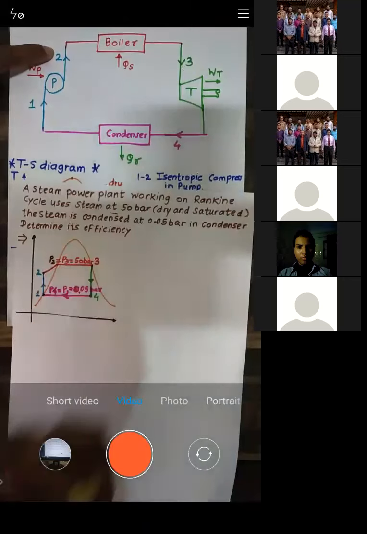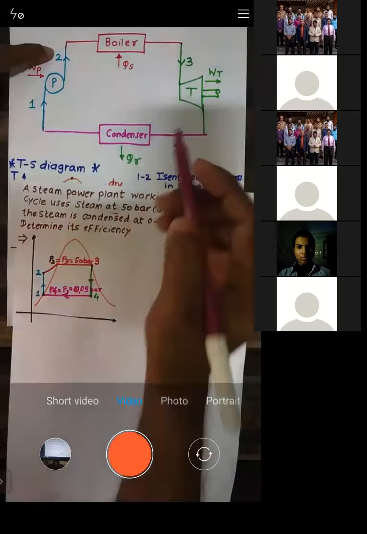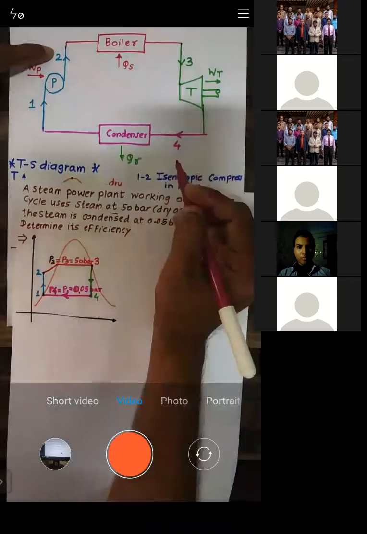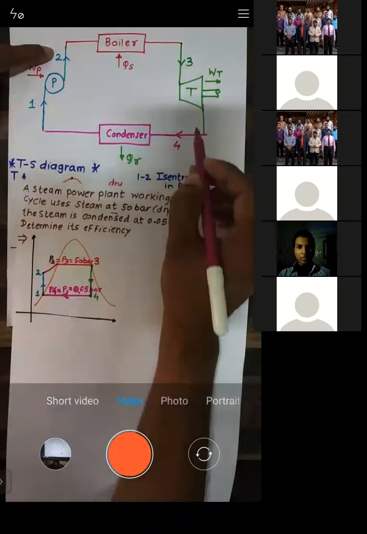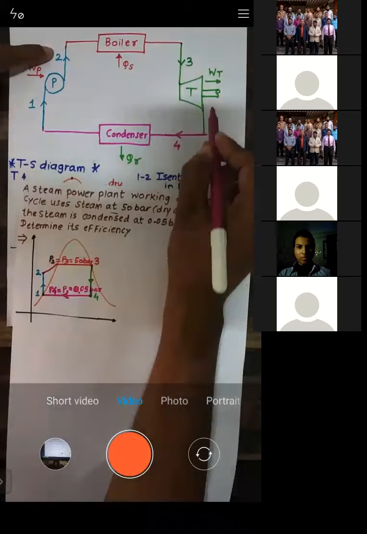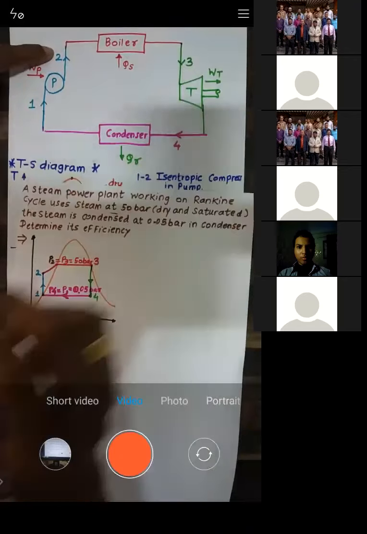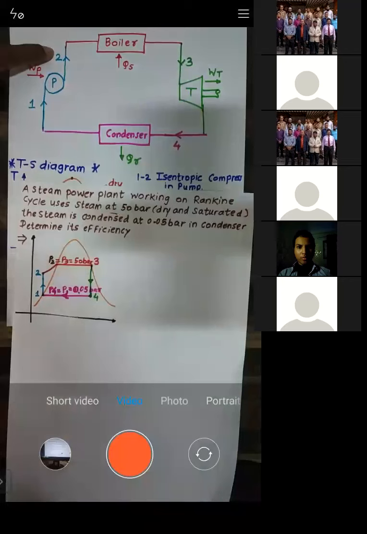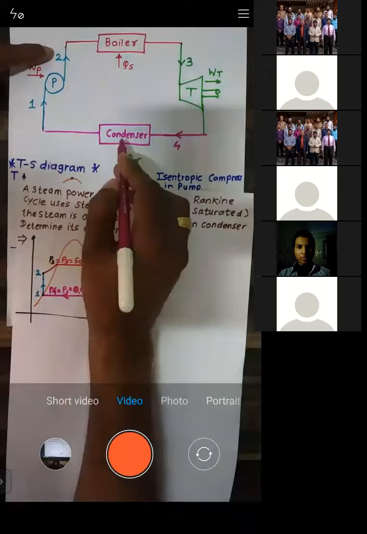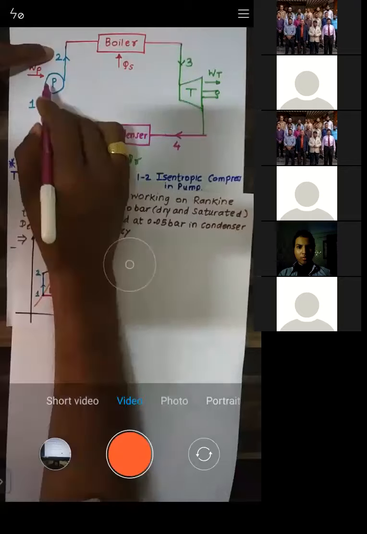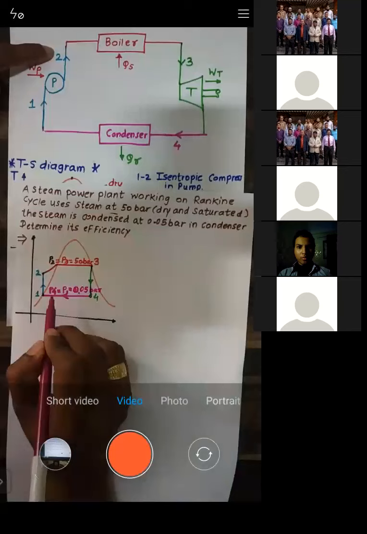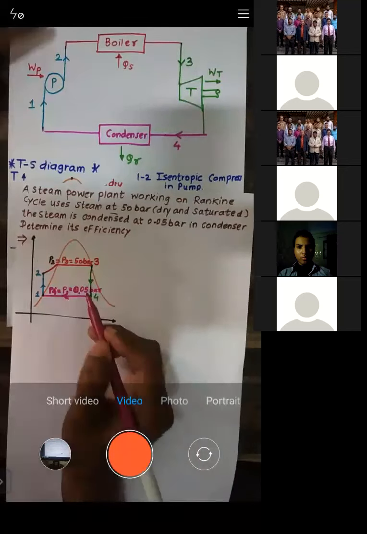Similar case is going to happen with 4 and 1. Point number 4 is the outlet of the turbine or inlet to the condenser. Point number 1 is the outlet of the condenser or inlet to the pump. The condenser is at constant pressure, that's why P4 is equal to P1. Is that okay with this one? Let me know.